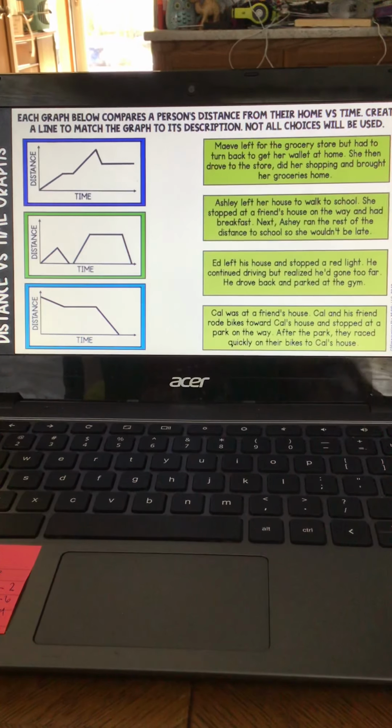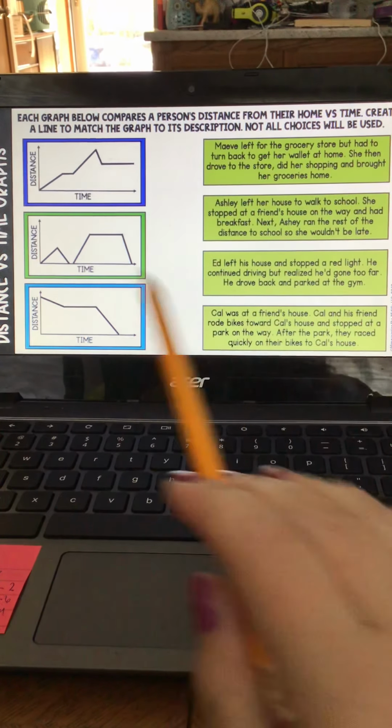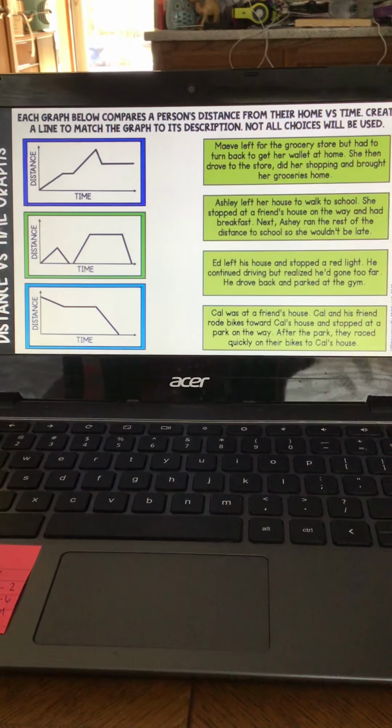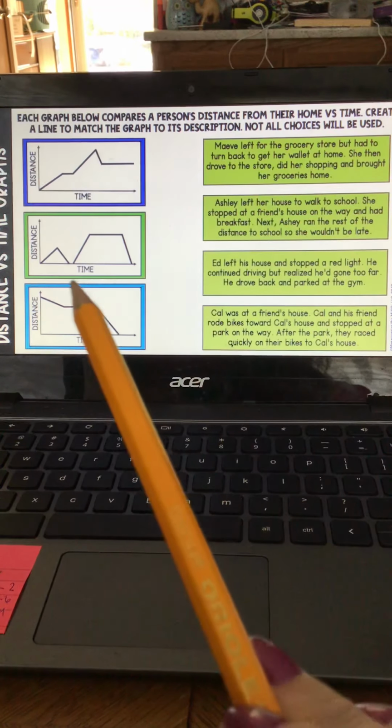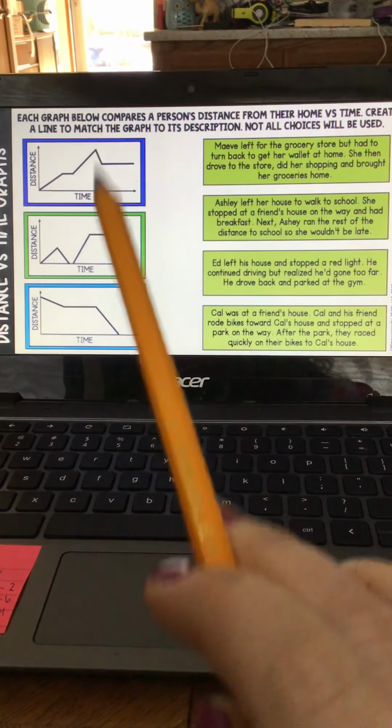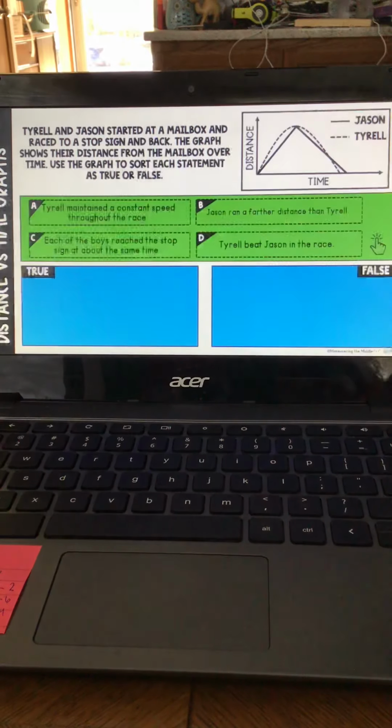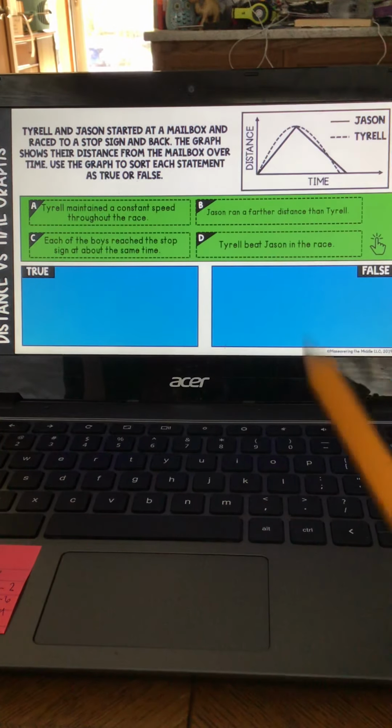So these are just comparing, looking at over time, what's happening in each of these situations. Again, you're only going to use 3 of these. So which ones of these would make sense to match those graphs? And then the last slide is where you're going to look at this situation.